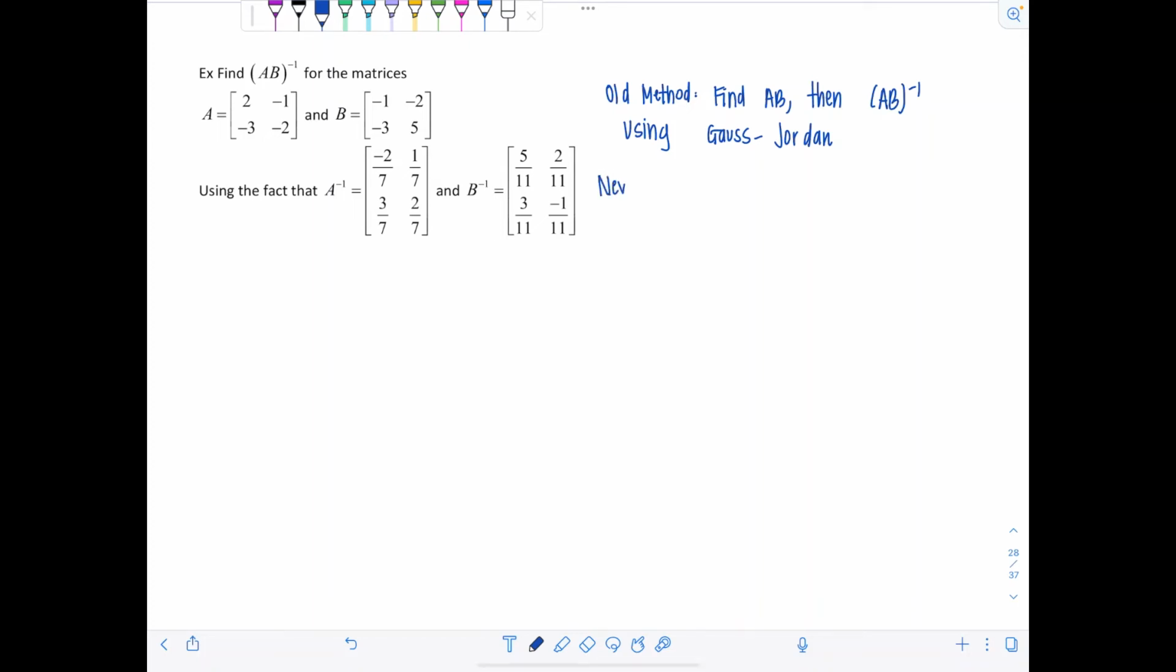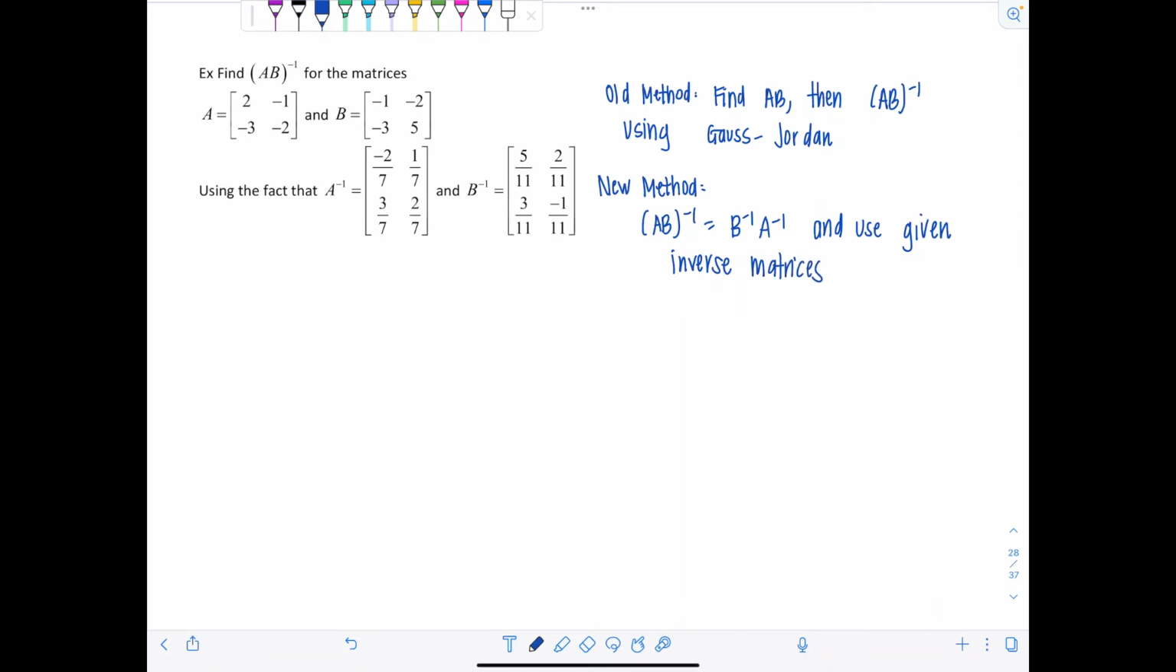The new method is going to be a lot more relaxing, less tedious. If I want to find (AB) inverse, it's just the product of B inverse and A inverse, and I can use the given inverse matrices. Oh, how nice.